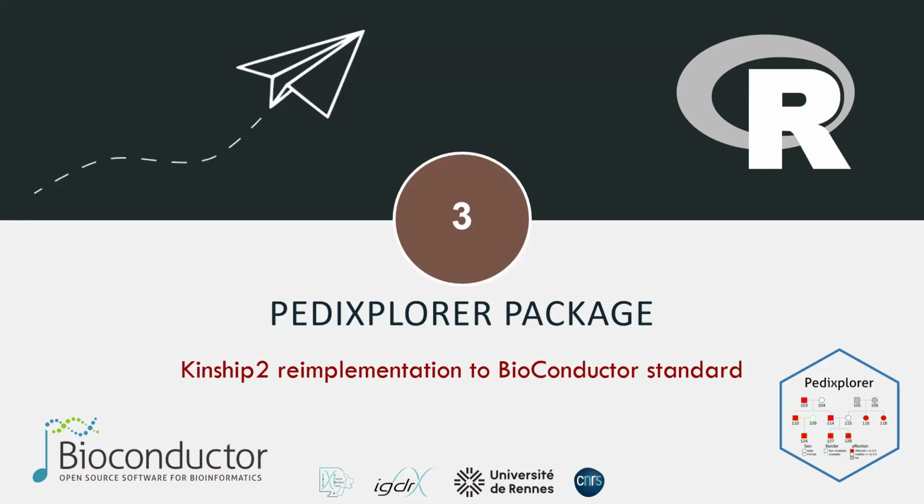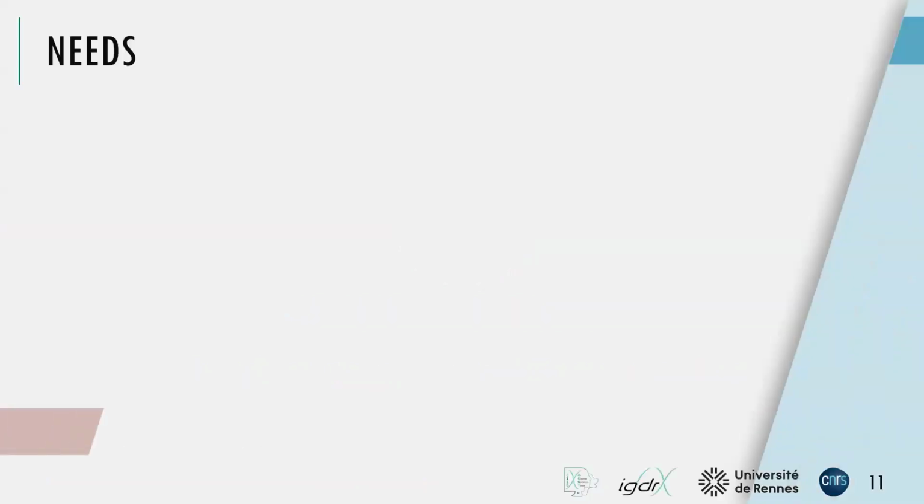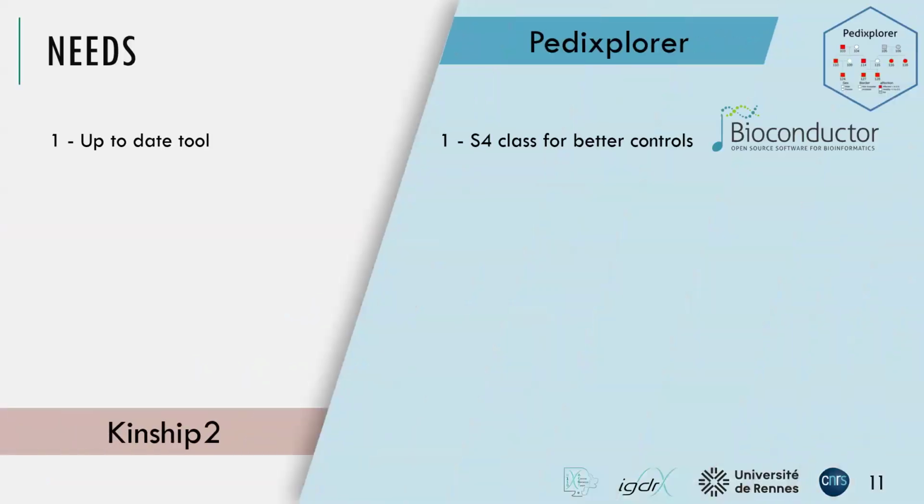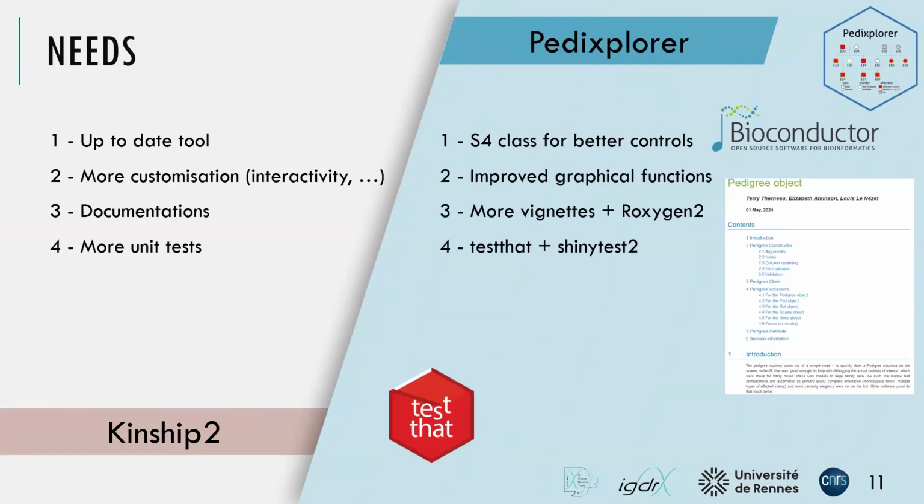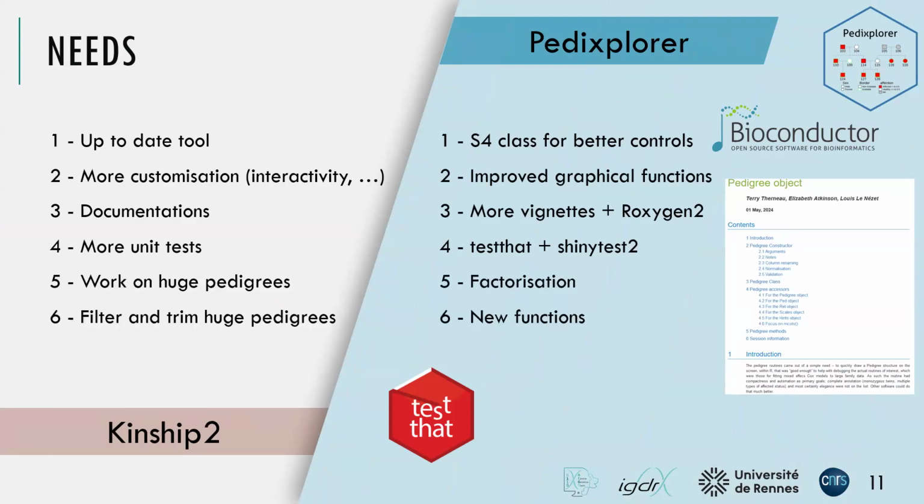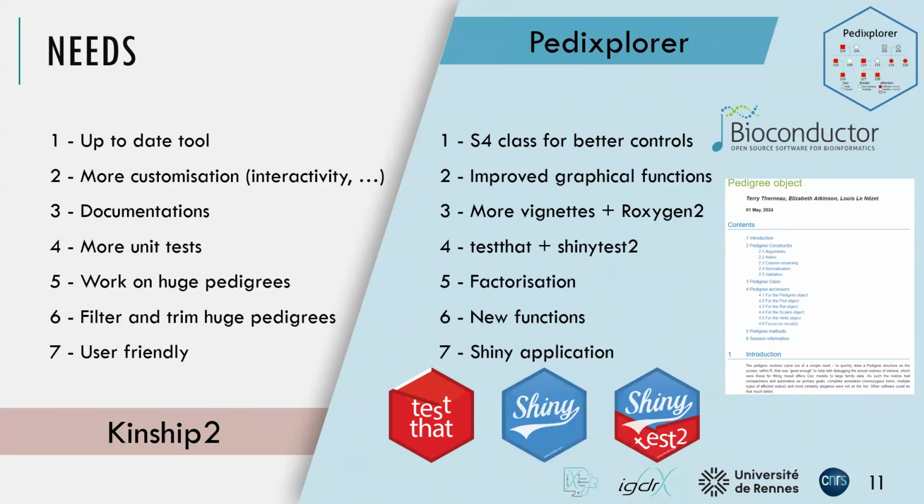Therefore, as I needed an enhancement for my PhD thesis, I decided with the authors to create a new implementation of the package inside the Bioconductor community. The Kinship2 code needed to be reorganized with more customization, documentation, and unit tests. New functions to query huge pedigrees were also necessary, as well as an easy way to use all the main functions. For today, I would like to focus on 3 of the improvements made.